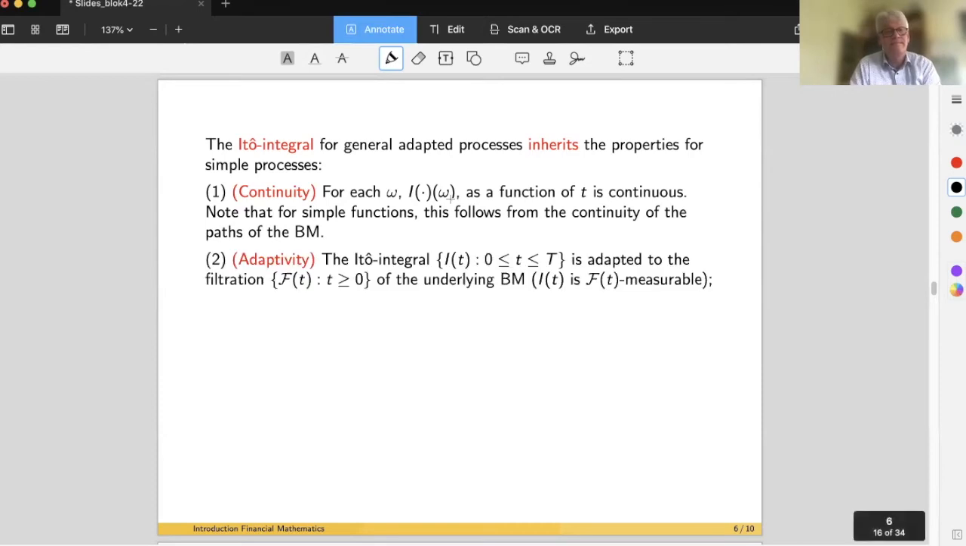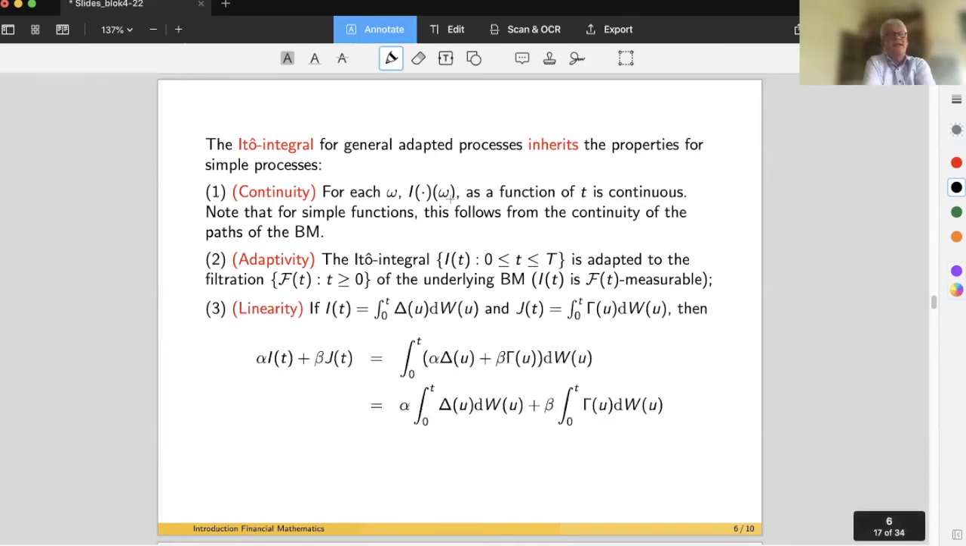Second one, adaptivity. So adaptiveness, right? The Ito integral I_t, small t running from 0 to capital T, is adapted to the filtration F_t, t greater equal to 0, of the underlying Brownian motion. Or in other words, I_t is F_t measurable.